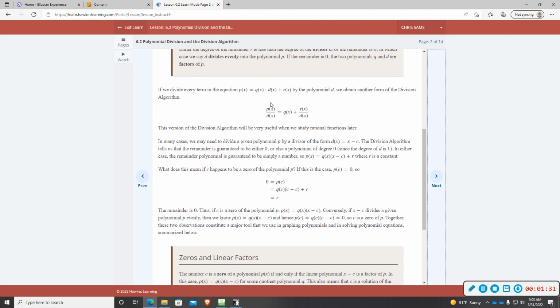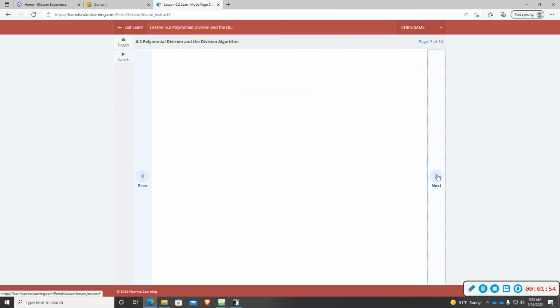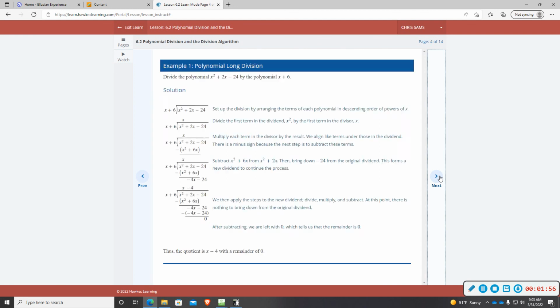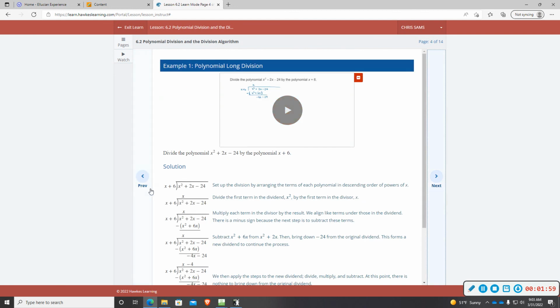But for the most part, they're just going to be showing you some function divided by some term. It might be a linear factor. It could be something else. But you're going to be dividing a polynomial, and you'll get your quotient, and if you have a remainder, you will put that remainder over the divisor for the last part. So it's easier to see that actually in practice. So let me walk you through an example that's provided here. They have a video showing you how to solve it.